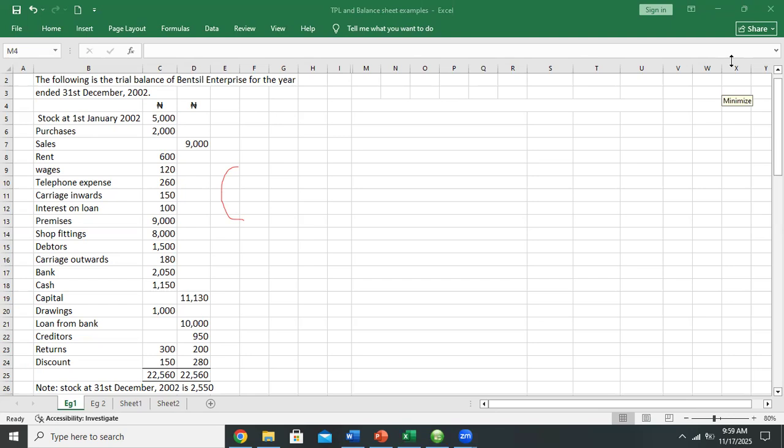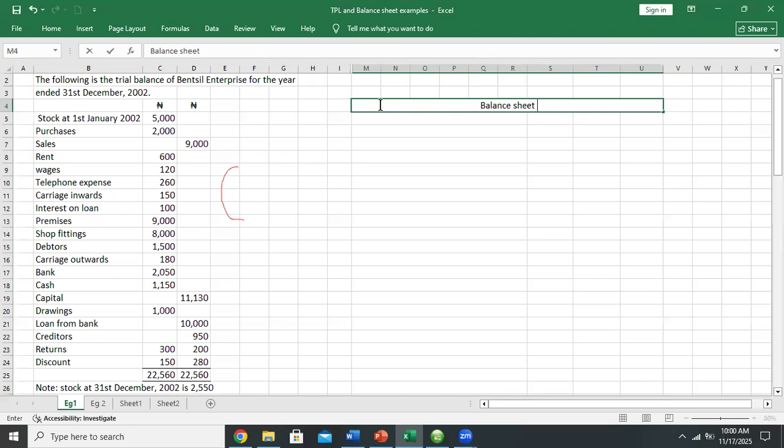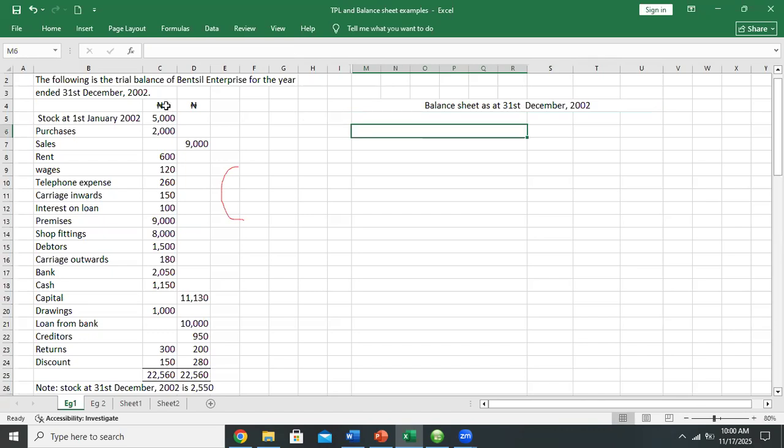No. Okay. So we look at this question, Bentel Enterprise. I think we prepared a trading and profit and loss account for this question some days back, right? So let's look at the balance sheet. Balance sheet as at 31st December 2002. The currency is Naira. So your balance sheet also has 3 columns.